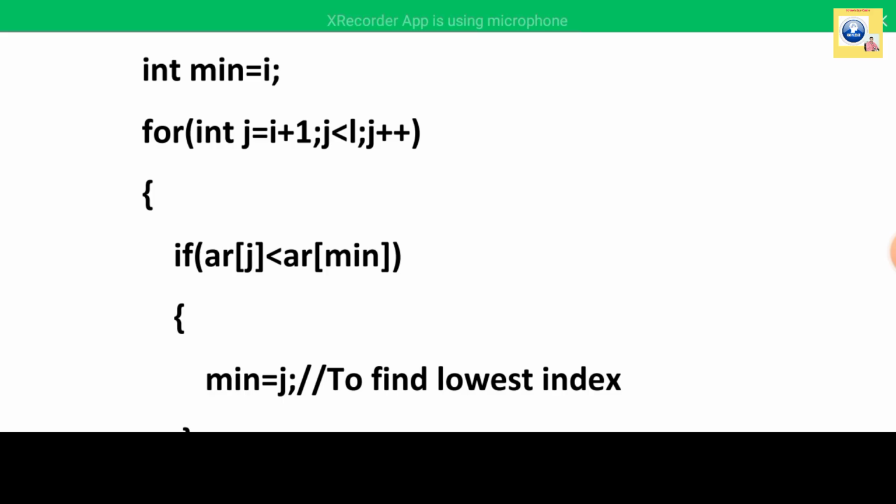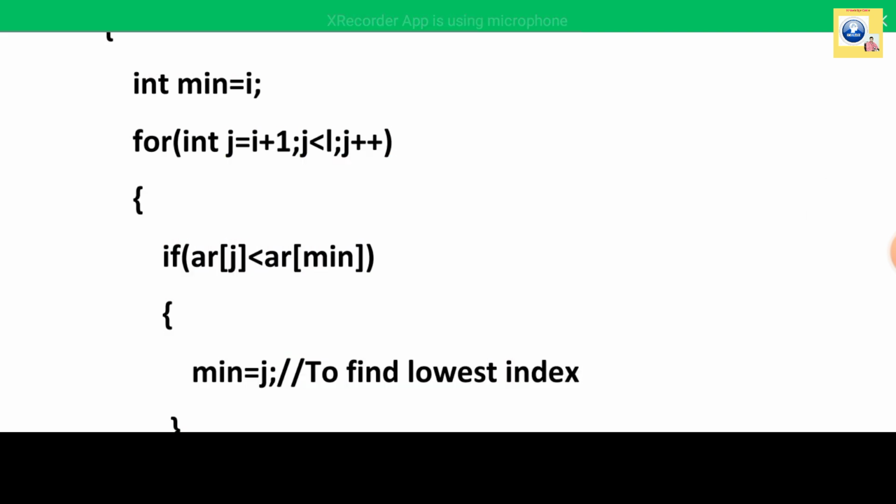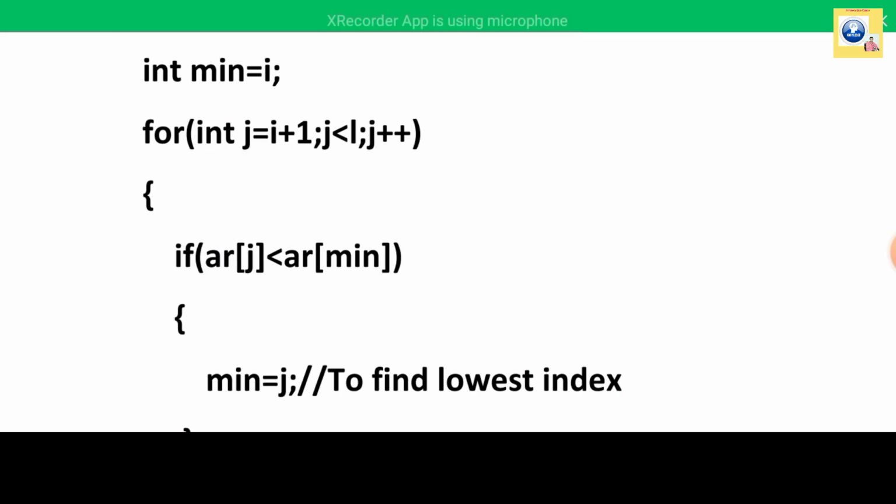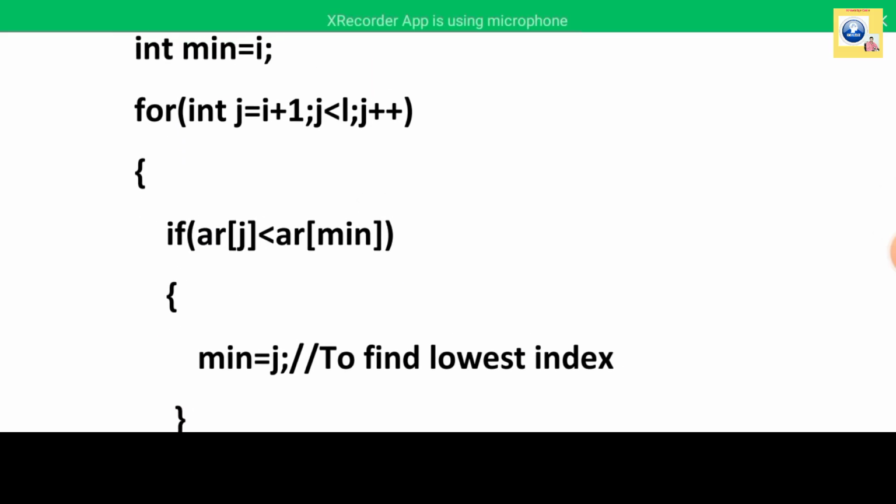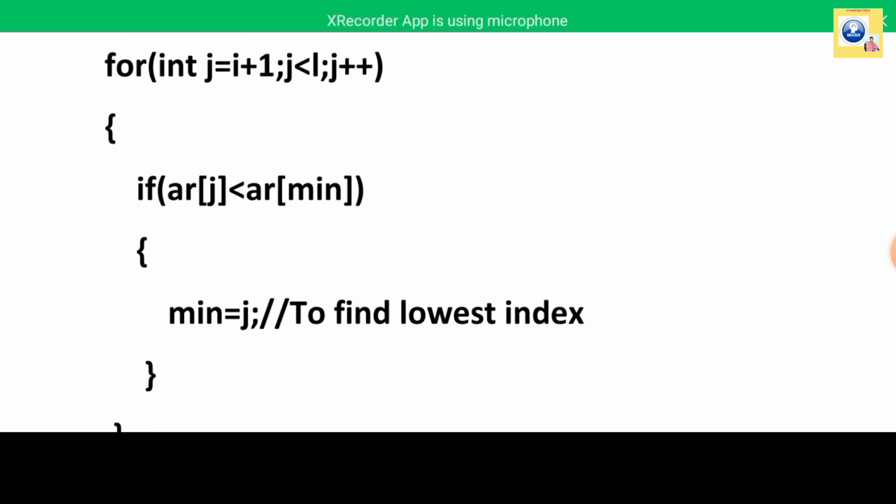So we will start comparing the rest of the elements, that is I plus 1, from 1 we will compare, leaving the first one, and the remaining ones will be compared, till less than L. It means that if the first element is taken as minimum, then the remaining elements will be compared. And how it is compared, please see that.